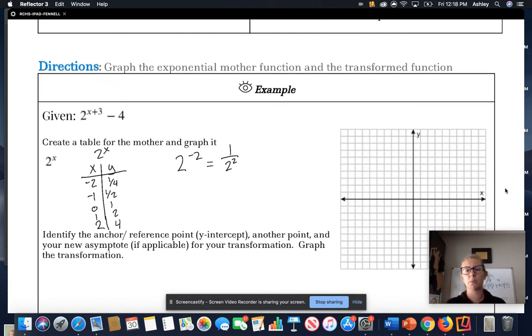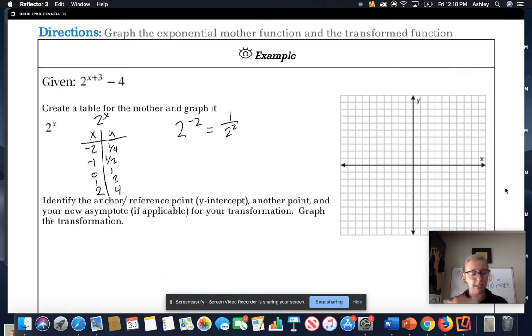A couple things really important to point out. Where are the asymptotes on this? Well, the mother would have an asymptote at y equals 0, right? Y equals 0, our horizontal line there. So this function has been shifted down 4. So our new asymptote is going to be at y equals -4. Okay, so if we were to graph the original, it would have an asymptote right here at y equals 0.